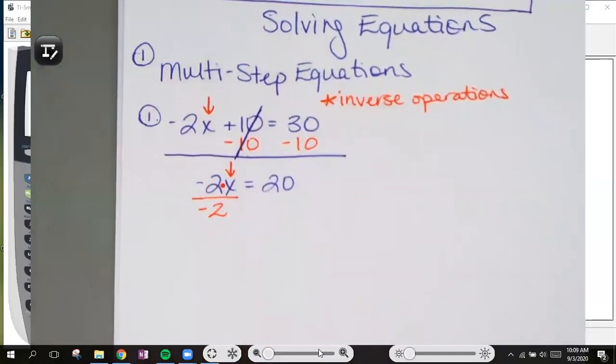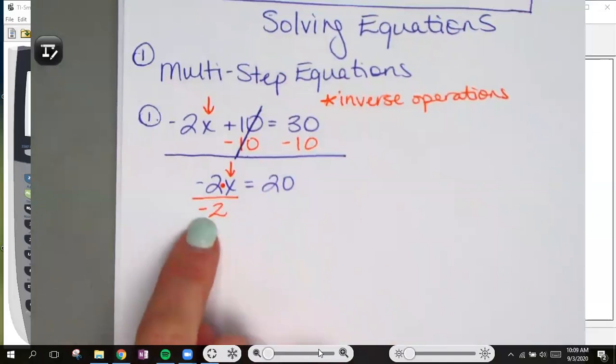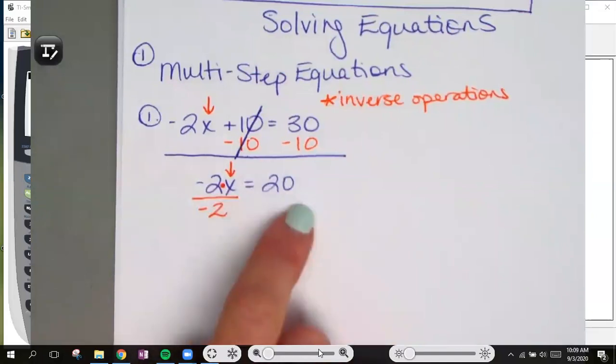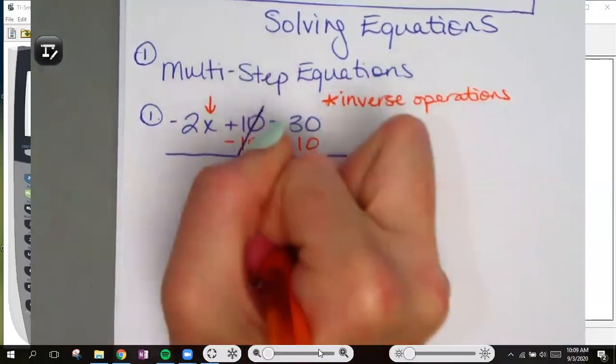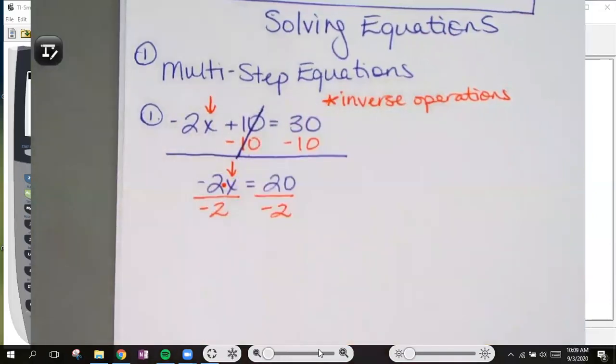Okay? If I do divided by -2 to one side, what do I have to do to the other side? Same thing. Same thing.